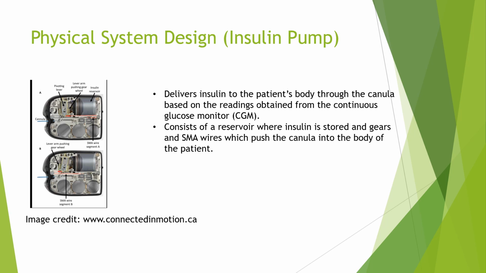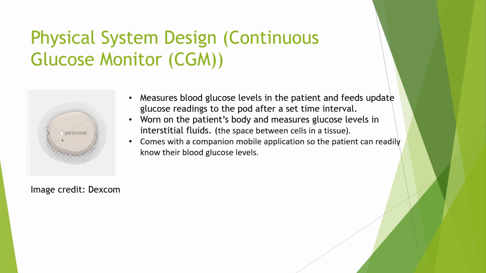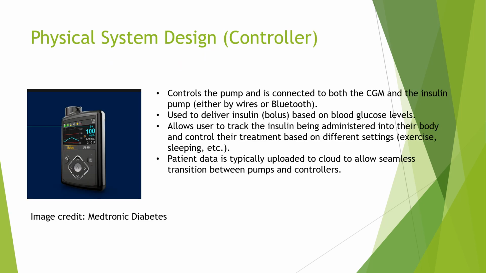this is the insulin pump as we can see. This is the object that is to be tuned. It acts as the actuator of the system by delivering insulin through the cannula. And then this is the continuous glucose monitor, which is the sensor of the system. It basically takes blood glucose values from the patient's body and sends that data to the pod, and also to the companion mobile app that it comes with.